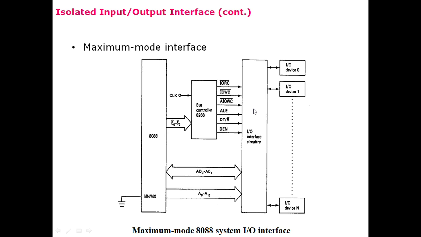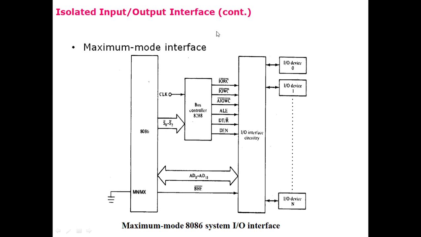And if the 8086 microprocessor is working in the maximum mode, again the same controller is used to generate the control signals. A minor difference is that the multiplexed bus is now 16-bit, because the 8086 microprocessor has 16 pins multiplexed for data and address, and the rest of the circuitry is almost similar.